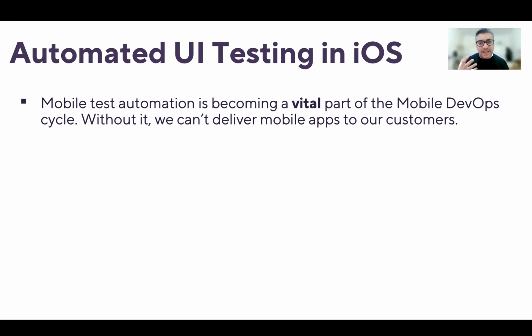DevOps is development and operations. This is a process for delivering apps from development to testing, deploying, and monitoring the applications after deployment. So it's a different cycle, and test automation is a vital part in this cycle because without test automation, we can't deliver mobile apps to our customers.